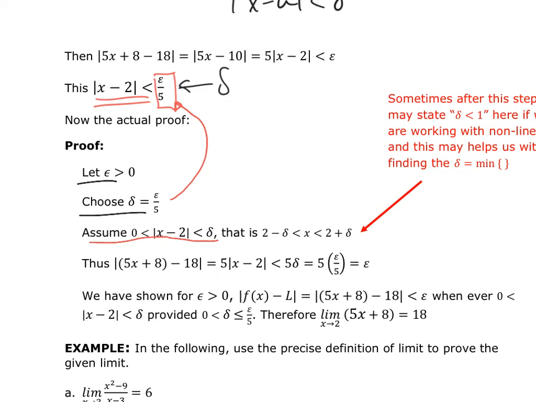Assume 0 is less than absolute value of x minus 2, which is less than delta. That's in every single proof. What's also in every single proof is busting that baby apart. The only thing that changes in every single proof is this a value and whatever we chose for delta.